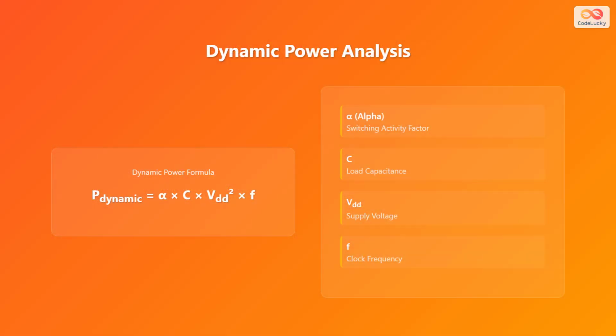Dynamic power is a significant component of total power consumption. It can be calculated using the formula P dynamic equals alpha times C times VDD squared times F. In this formula, alpha represents the switching activity factor, which indicates how frequently the circuit switches. C is the load capacitance, which is the capacitance that the circuit must charge and discharge. VDD is the supply voltage, and F is the clock frequency.